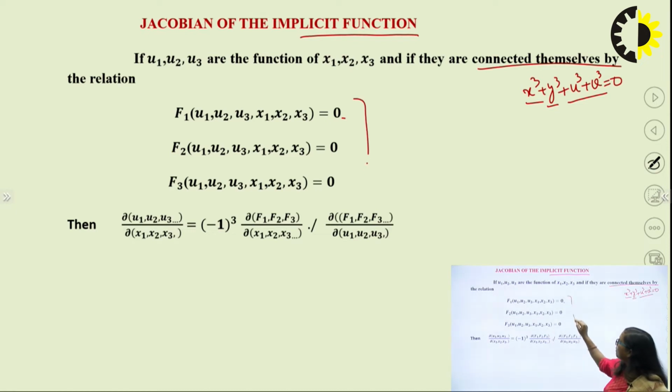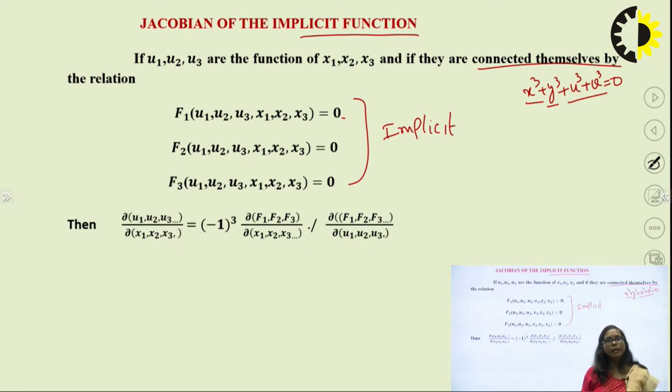And these three must be implicit. Implicit means that we are not able to identify, out of these 6 variables, which are the dependent variables and which are the independent variables. So in this case, how do we find the Jacobian? The formula is that the Jacobian of u1, u2, u3 with respect to x1, x2, x3 is given by minus 1 to the power 3, Jacobian of f1, f2, f3 with respect to x1, x2, x3 divided by Jacobian of f1, f2, f3 with respect to u1, u2, u3. So in this question we have to find 2 Jacobians.